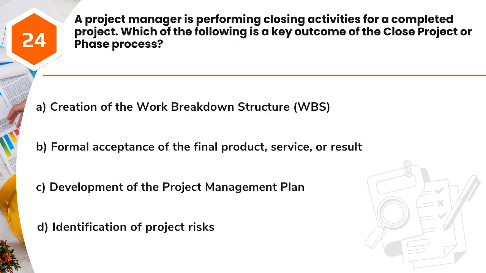Question 24. A project manager is performing closing activities for a completed project. Which of the following is a key outcome of the close project or phase process? A. Creation of the work breakdown structure, WBS. B. Formal acceptance of the final product, service, or result. C. Development of the project management plan. D. Identification of project risks.